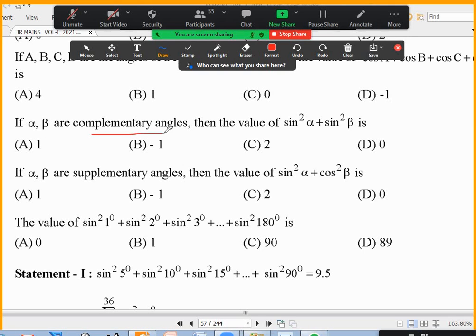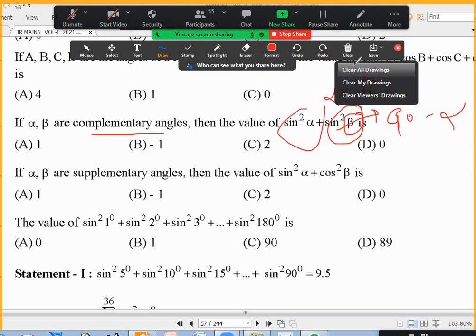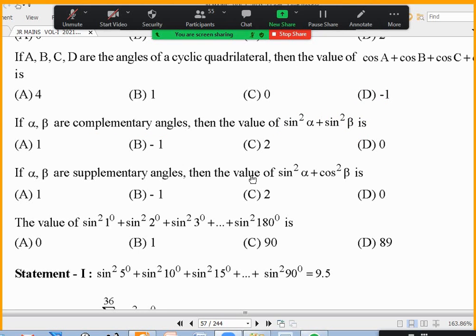Complementary angles, I think supplementary angles mean the sum of the angles is 180, right? Yes. Complementary angles, the sum of the angles is 90 degrees. So complementary means alpha plus beta is 90. In the place of beta, what can I write? 90 minus alpha. Sin of 90 minus alpha will be cos alpha. So this will become cos square alpha, and this is sin square alpha. It will become 1.